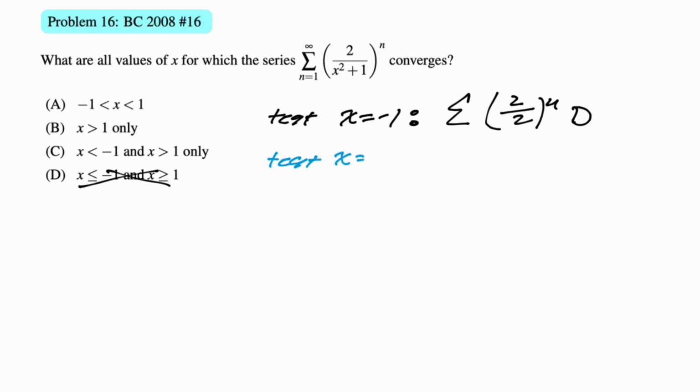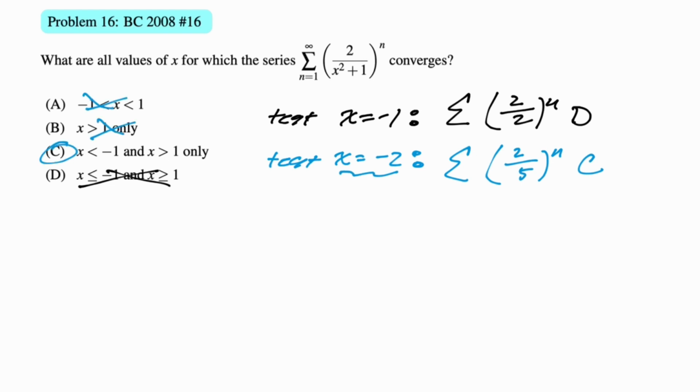The next thing I'm going to do is just test x equals -2, because x equals -2 is kind of definitive in this case. So when you plug in -2, you end up with 2 over 5, that quantity to the n. This is a convergent geometric series. So the series converges when x is -2, which means the answer cannot be A because -2 isn't in that interval. The answer cannot be B because -2 is not in that interval. The answer must therefore be C.